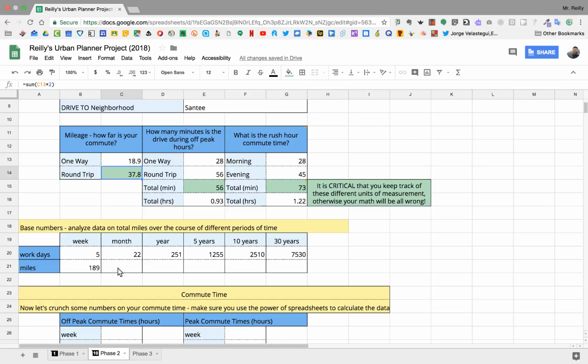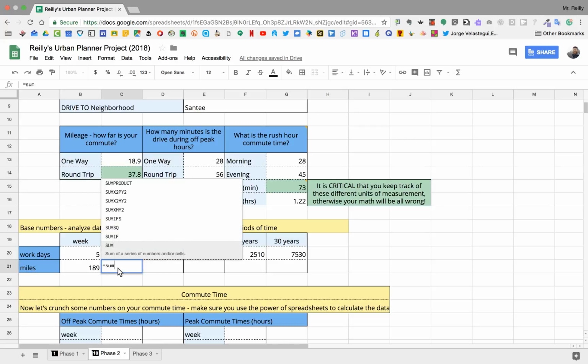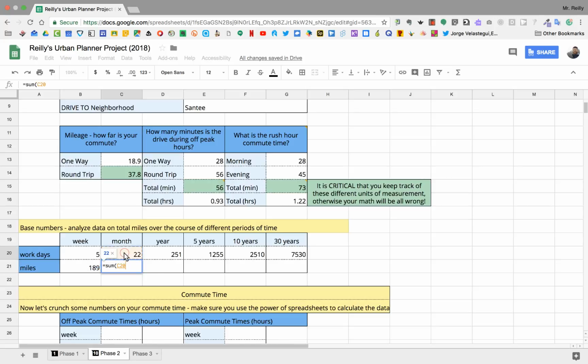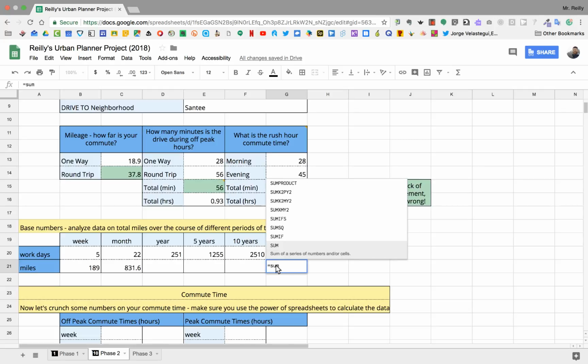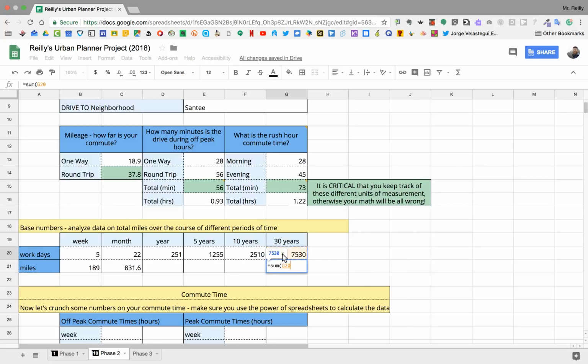And we can do that again, equals sum, shift 8. Okay, 831 miles a month that I drive. And just for dramatic effect, we can do it over the course of 30 years. So let's say that I stay in the same house and same school for the next 30 years. Let's say all that stays fixed. Let's see how many miles I will drive.